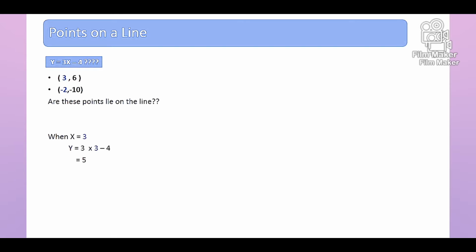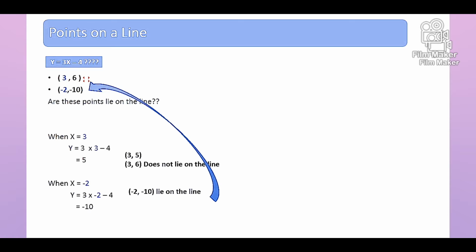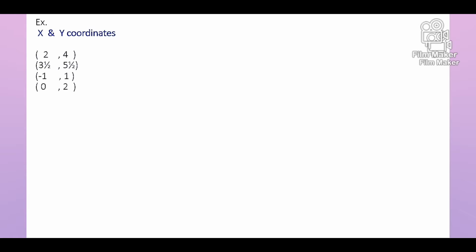Okay, the x value is 3 here. So we can check the y value according to the above equation. You can see when x is 3, y is 5. The given point is (3, 6), so it does not lie on the line. If it is (3, 5), it will lie on the line. What about the second point? x is minus 2, and we substitute it into the above equation. And yes, it gives us minus 10. So (-2, -10) lies on the line, but the first one does not lie on the line.